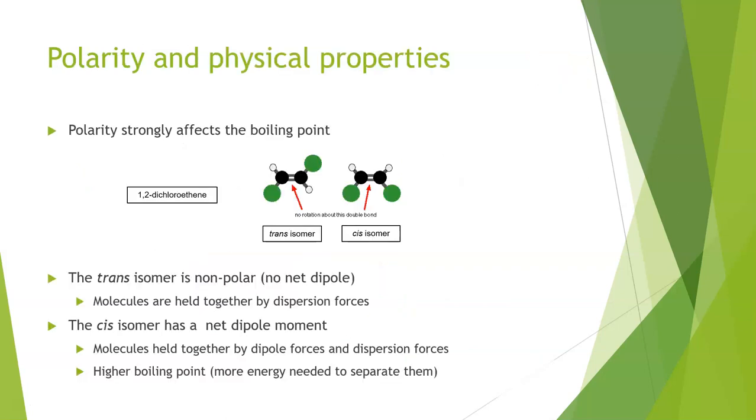Just looking at physical properties and polarities of these, because we know that polarity strongly affects boiling point, we can see that if we have different polarities here, we can possibly change the polarity of the molecule. In this case, our dipoles are going to cancel out. If we think of vector addition, there'll be no net dipole on the trans isomer. So in this case, this would be non-polar.